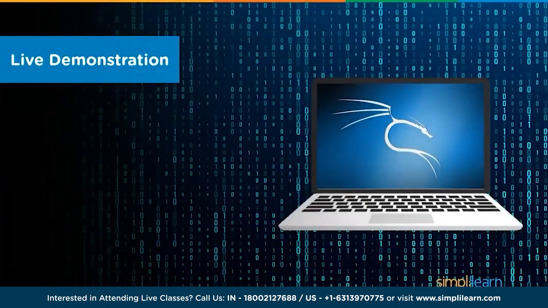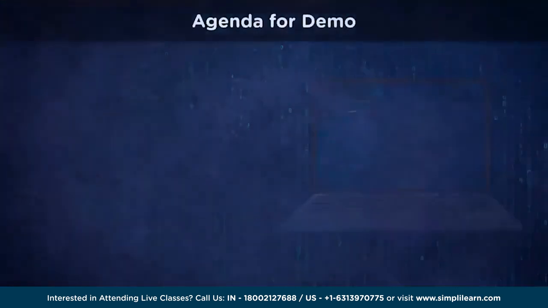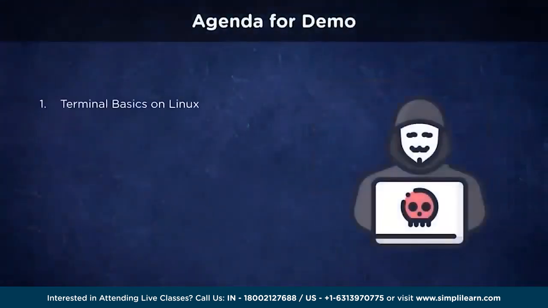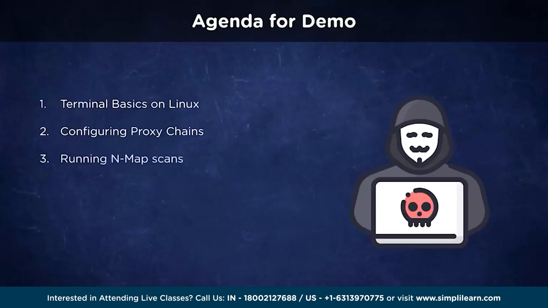Now that we have covered the basics of Kali Linux, let us take a look at the agenda for our demo today. We start out with a few terminal commands that are a basic part of a Linux operating system. We configure our own proxy chains to maintain anonymity while running penetration testing attacks on our victims. Next, we run a few Nmap scans on a local Windows 10 machine to find out the type of information that can be gathered in such a scenario.